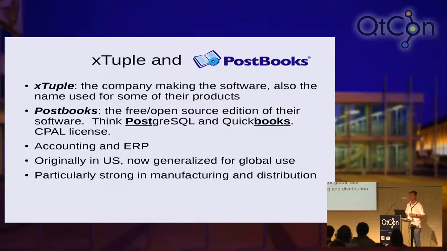So a little bit about Xtuple and PostBooks. Xtuple is the company that makes PostBooks. They also make Xtuple Enterprise and some other things that are not free software that they sell and support. But PostBooks is a complete solution that is free software that you can run and modify under a free software license. They use CPAL as their license. It's one that you may not be familiar with. The basic thing about the CPAL license is it's a bit like a Mozilla license, but it says that you have to put the name of the original author very prominently on anything you distribute. So you always have to put Xtuple on any derivative works in a very prominent way.